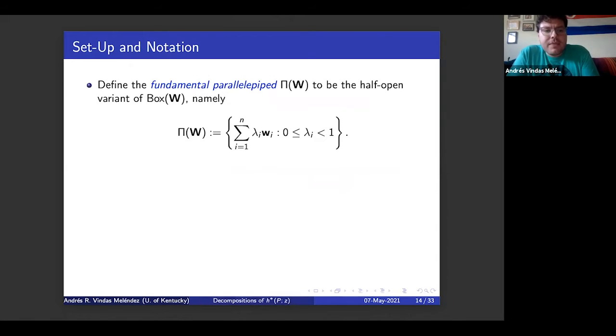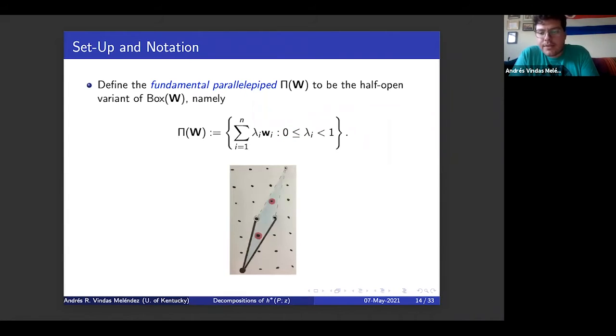The fundamental parallelepiped is the half-open variant of the box. So now we are including some of the boundary. It looks something like this, for my last example. Okay.